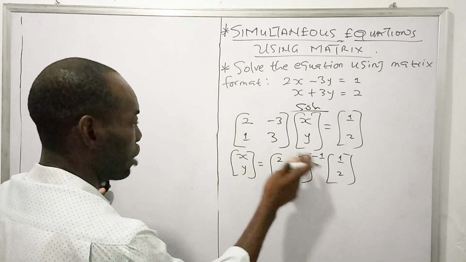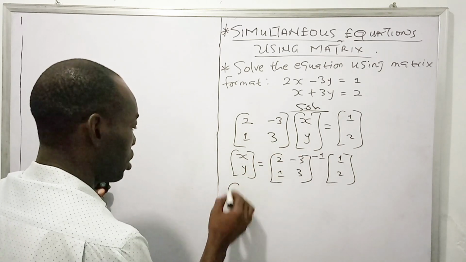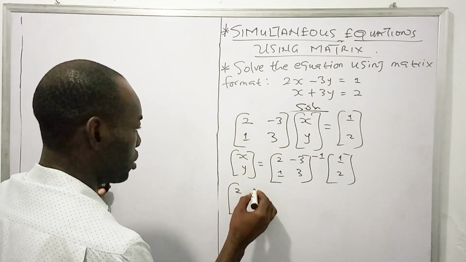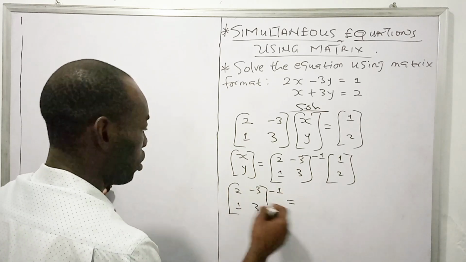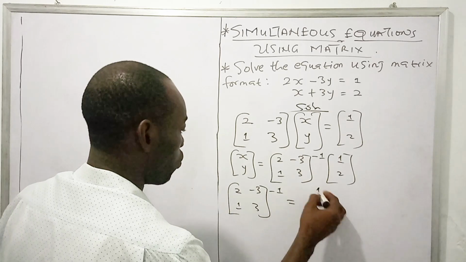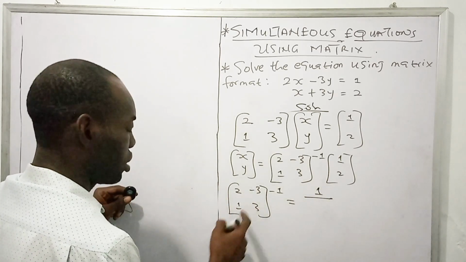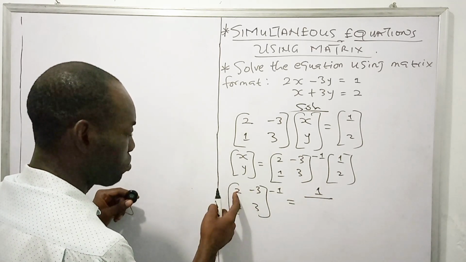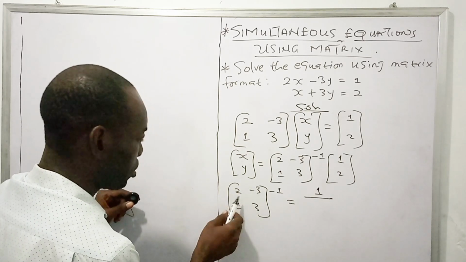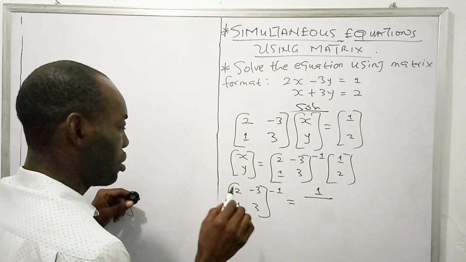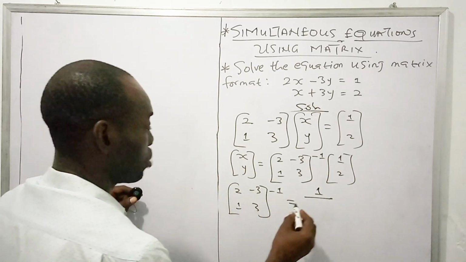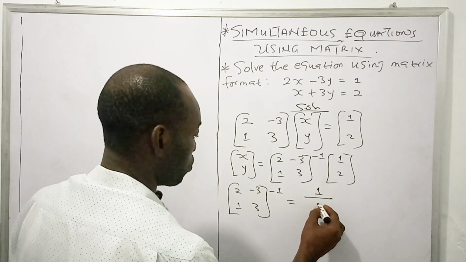Now let's resolve the inverse first of all. The inverse of 2, 1, minus 3, 3 will be 1 over the determinant. And the determinant is the difference between the products of these entries. So 2 times 3 is 6, then 1 times minus 3 is minus 3. So 6 minus minus 3 will give us 6 plus 3, which is 9.